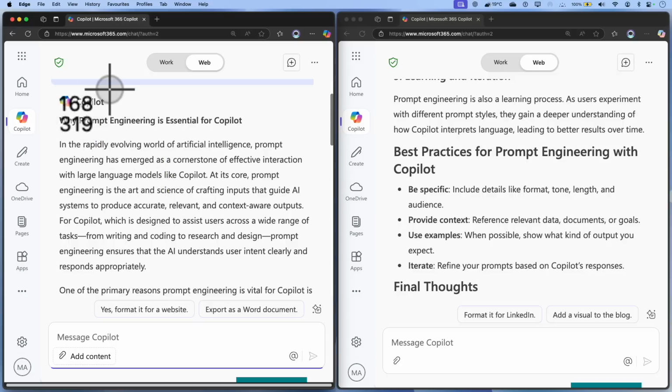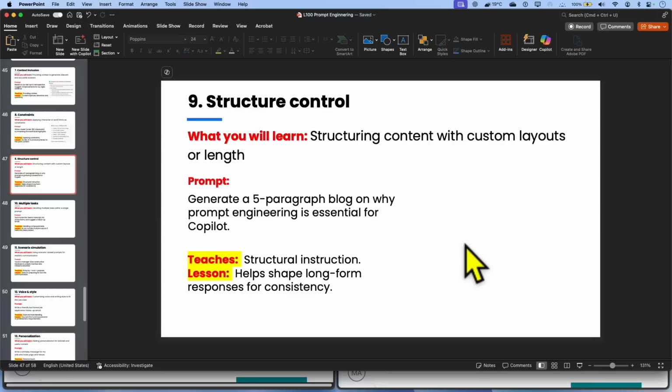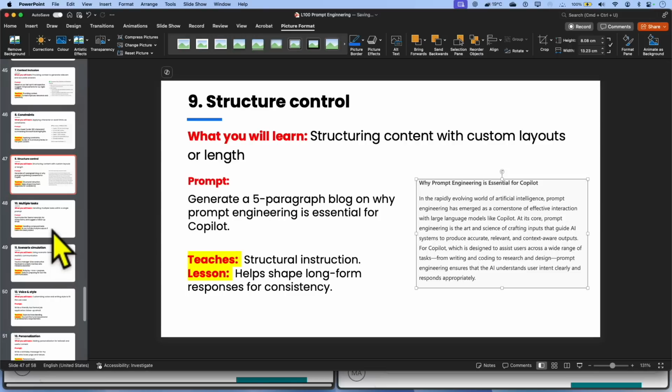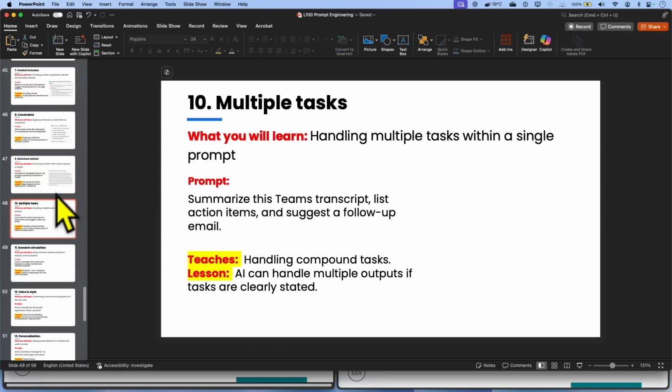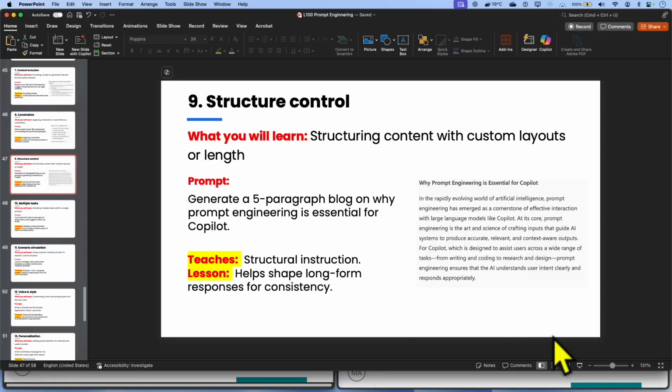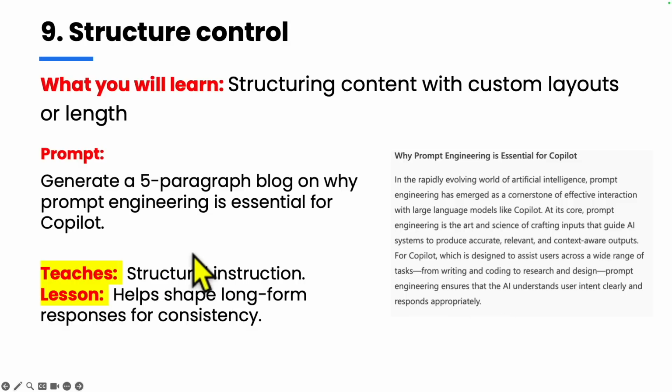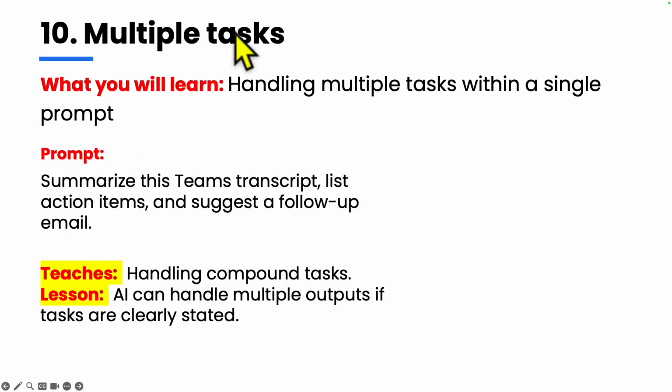So I'm just going to quickly copy this as a reference and let's add that into our document and let's go and learn about the next example. So before that, let's go back one more time. All right, so what we learned here is structural instruction, because the structure was a 5-paragraph long blog, easy to understand. And these sort of structural controls help shape long form responses for consistency. If you are creating a long form content, if you want some sort of consistency, it's good to include a few constraints like this. Let's look at the 10th example, multiple task.